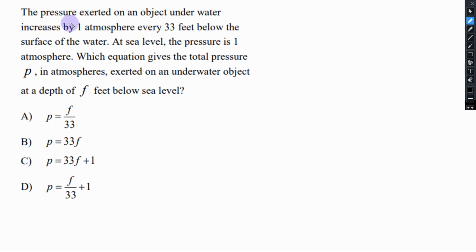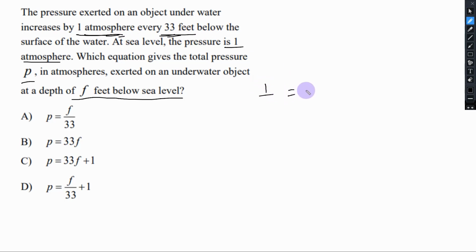Alright, so next question. It is saying the pressure exerted on an object underwater increases by 1 atmosphere every 33 feet below the surface of the water. At sea level, the pressure is 1 atmosphere. Which equation gives the total pressure P in atmospheres exerted on an underwater object at a depth of d feet below sea level? So here it is given 1 atmosphere every 33 feet.